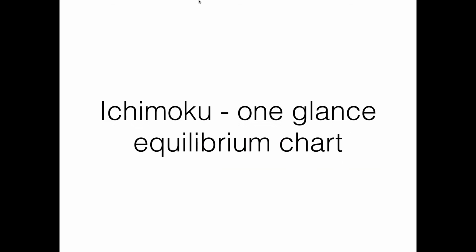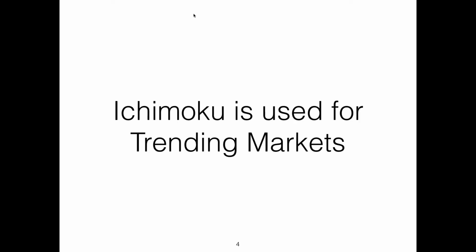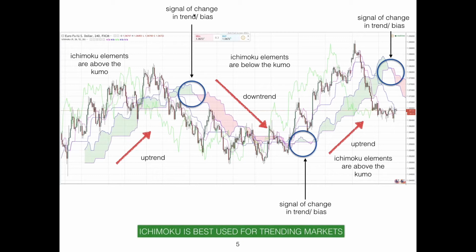Ichimoku is a one-glance equilibrium chart because it lets users determine the medium-term and short-term bias of a position instantly at one glance. It also shows the supports and resistances. Ichimoku is used for trending markets. This Euro FX USD chart shows a trending market. Ichimoku lets you find the bias of any position with a quick glance. This chart shows that the currency pair is bullish on the 4-hour time frame.